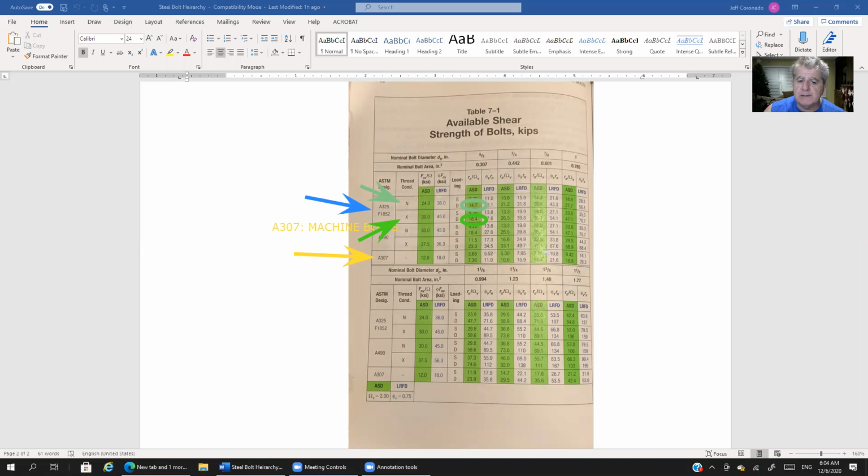A325N bolts, the N designation means that the threads are not excluded from the shear plane. So it makes sense that that would be the case.